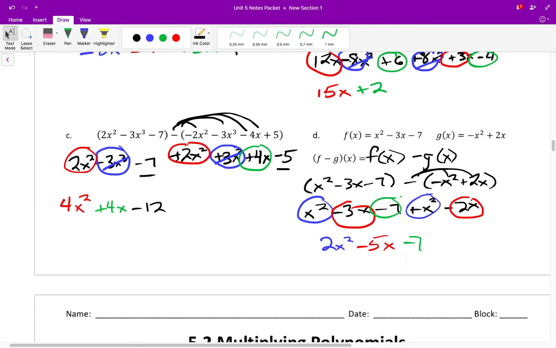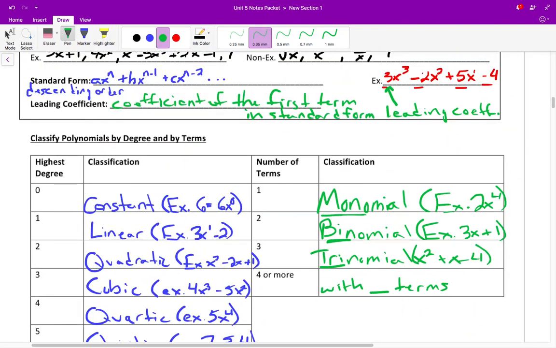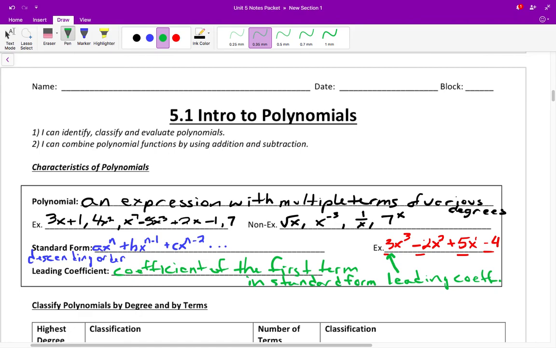All right, so here were our goals for today. And I'm hoping you're seeing that this is what we did. We were looking to do the following: identify, classify, and evaluate polynomials. Did that kind of towards the start. And then combine polynomial functions by using addition and subtraction.